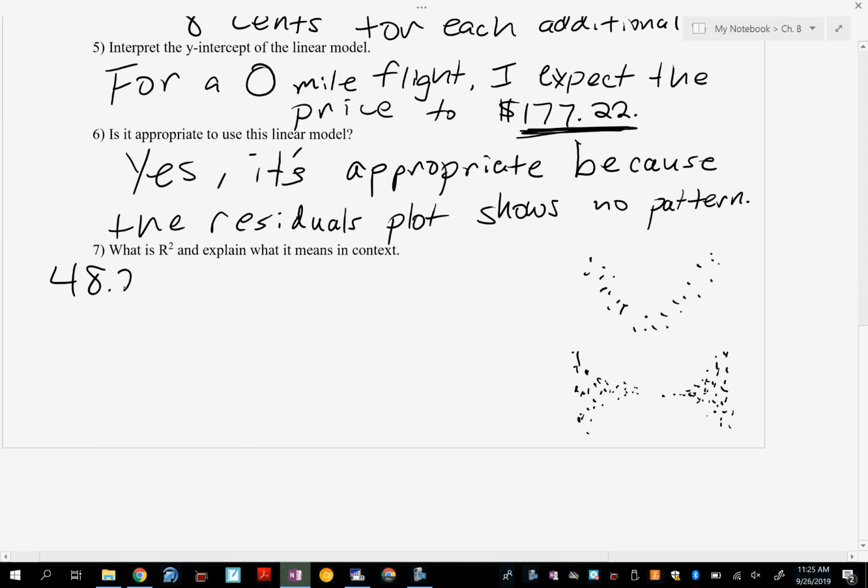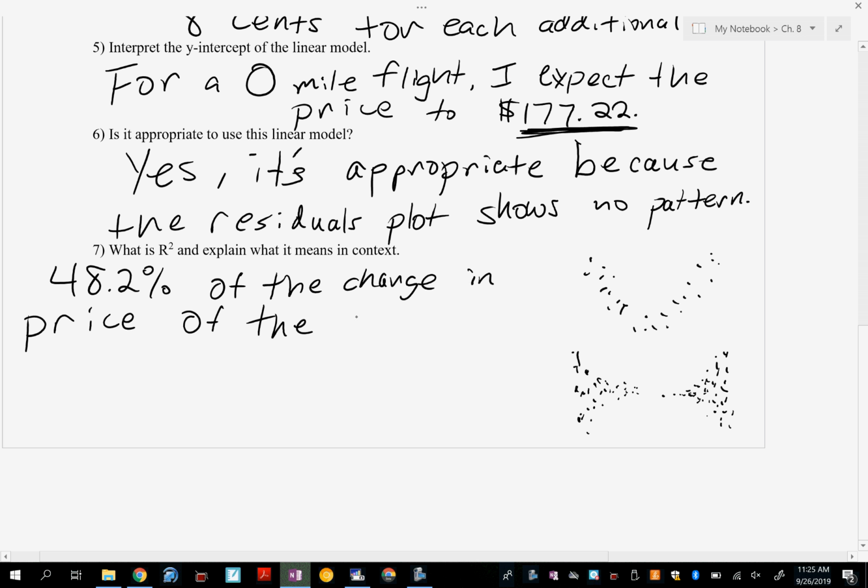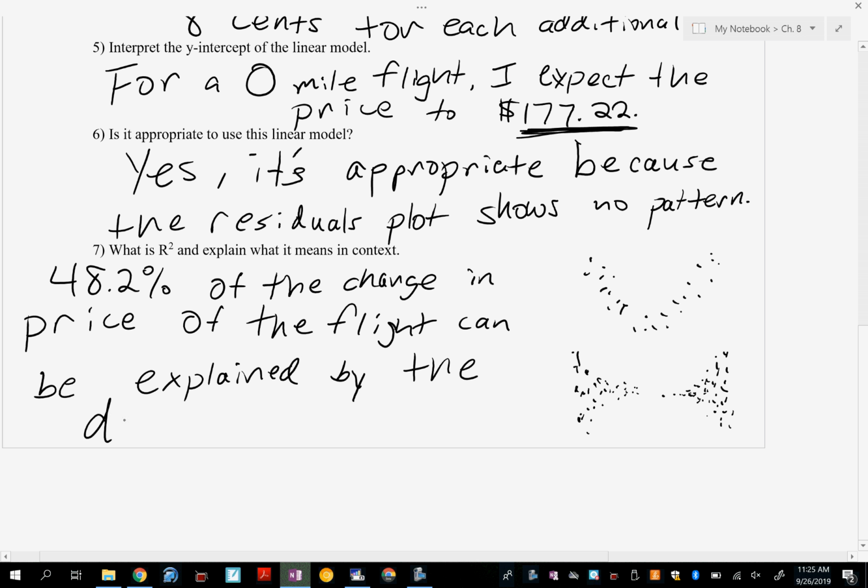So 48.2% of the change in the price of a flight, you can use those words, can be explained by the distance of the flight. And I think most of you would agree that if you fly somewhere that's farther away, you'd probably expect to pay more money. But I want everyone to see that number, 48.2%, is not even half.